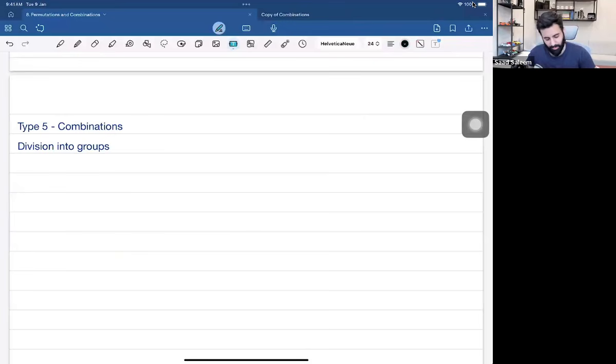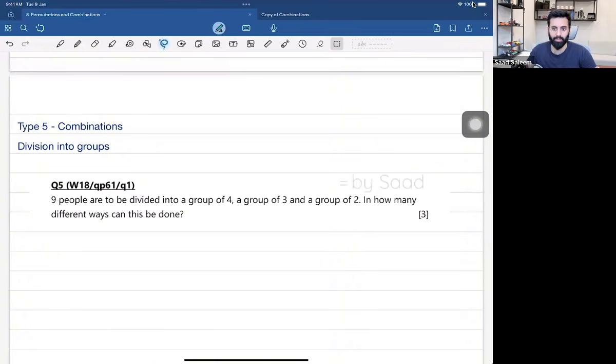Now, the last and the final part of combination. Once again, we'll start easy and gradually increase the difficulty level. For this, we don't have to sit down and learn a new concept. It's pretty basic. So 9 people are to be divided into a group of 4, a group of 3, and a group of 2. In how many different ways can this be done?